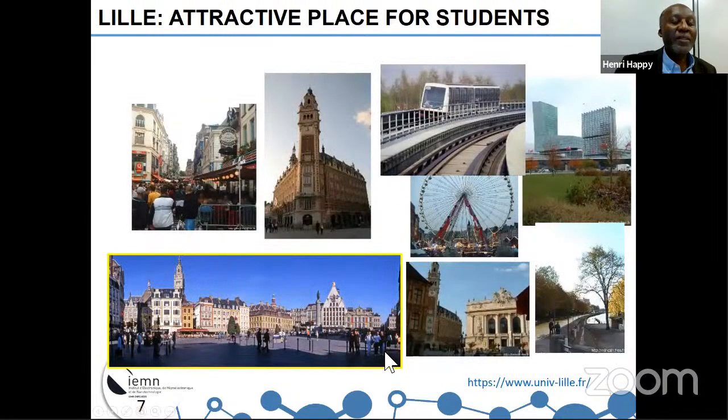And finally, I will say that Lille is an attractive place for students to live and to make their study, because you have both a fashion city and a new city. You have a combination of both. And if you want to have information about the University of Lille, you have a link at this address.